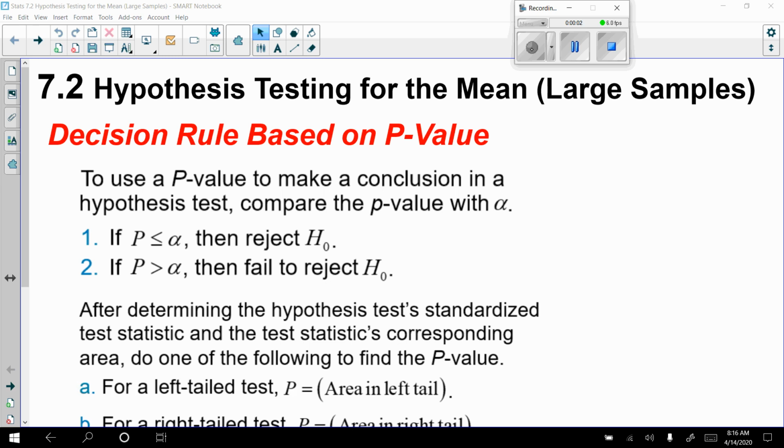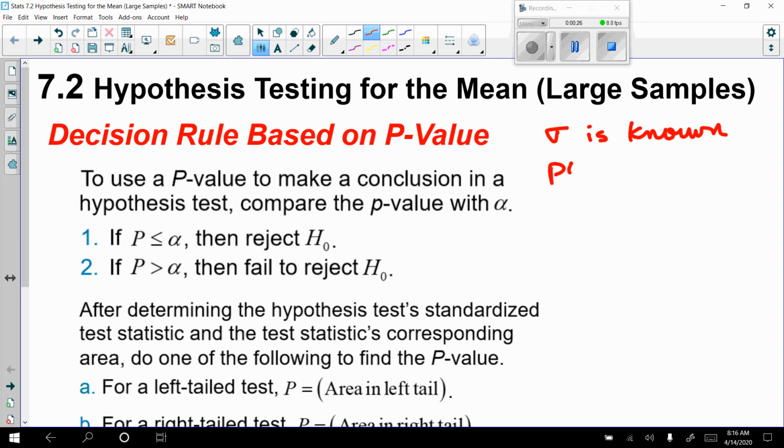Now that you understand what a hypothesis test is, we're going to do a specific type of hypothesis testing. We're going to start with testing for the mean, where we have large samples, where the population standard deviation is known. That's the population standard deviation.